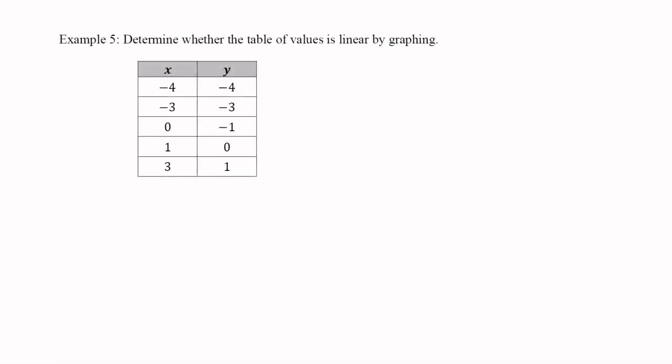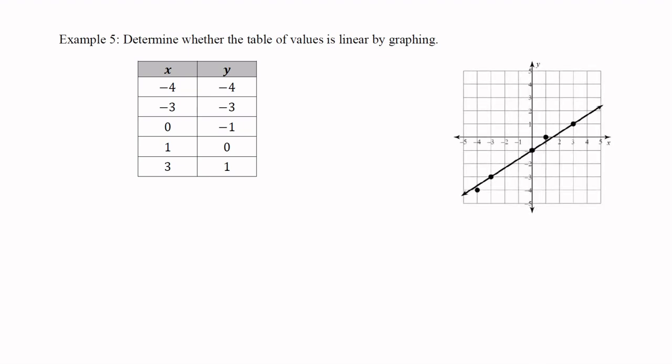In example 5, again, you're going to take all these points and plot them. And then you're going to see if you can draw a line through all the points. Well, as you can see here, we're able to draw a line through 3 of the points, but 2 of the points are not part of that line. Since we're unable to draw a straight line containing all the points, this function is not linear.